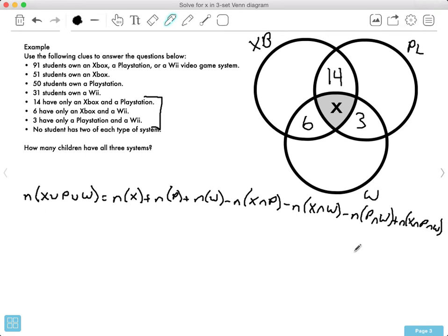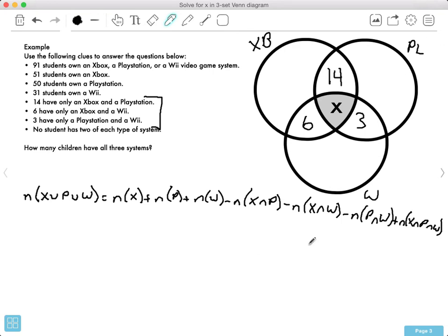Yikes. That is one big ugly formula. I would highly recommend putting that on your cheat sheet. Just replace Xbox, PlayStation, and Wii with labels like A, B, C, and then follow the pattern when you get to a question like this. Fill it all in with A, B, C, and then replace the A's, B's, and C's with your specific information from your question.